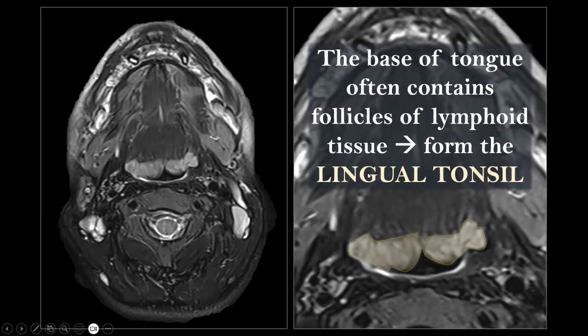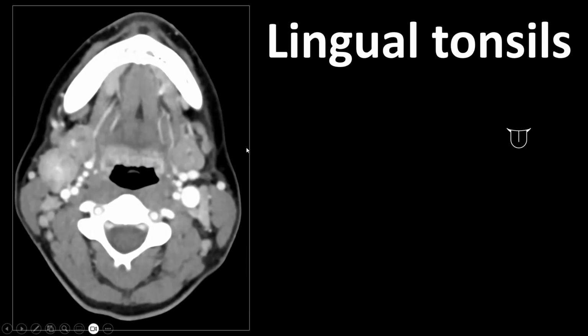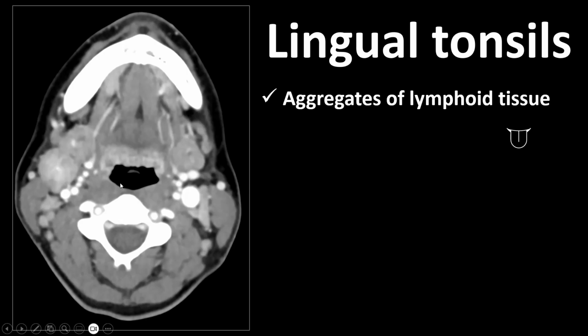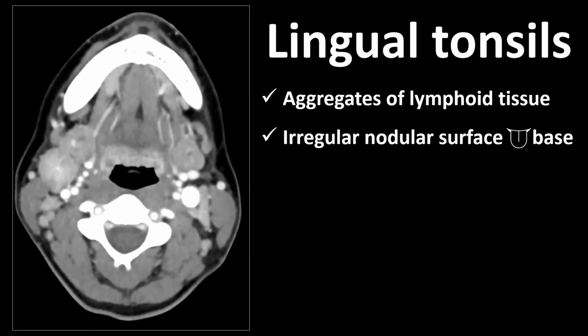So once again, we are dealing with lymphoid tissue, part of Waldeyer's ring that can become hyperplastic, especially in younger patients. And it's very important to not confuse this with pathology. Here we see a patient with enlarged lingual tonsils. The patient also has enlarged lymph nodes on the right side of the neck. That was because the patient had a tonsillitis, but this here is not part of a tonsillitis. This is an enlargement of the lingual tonsils, as you can often see in children or younger patients.